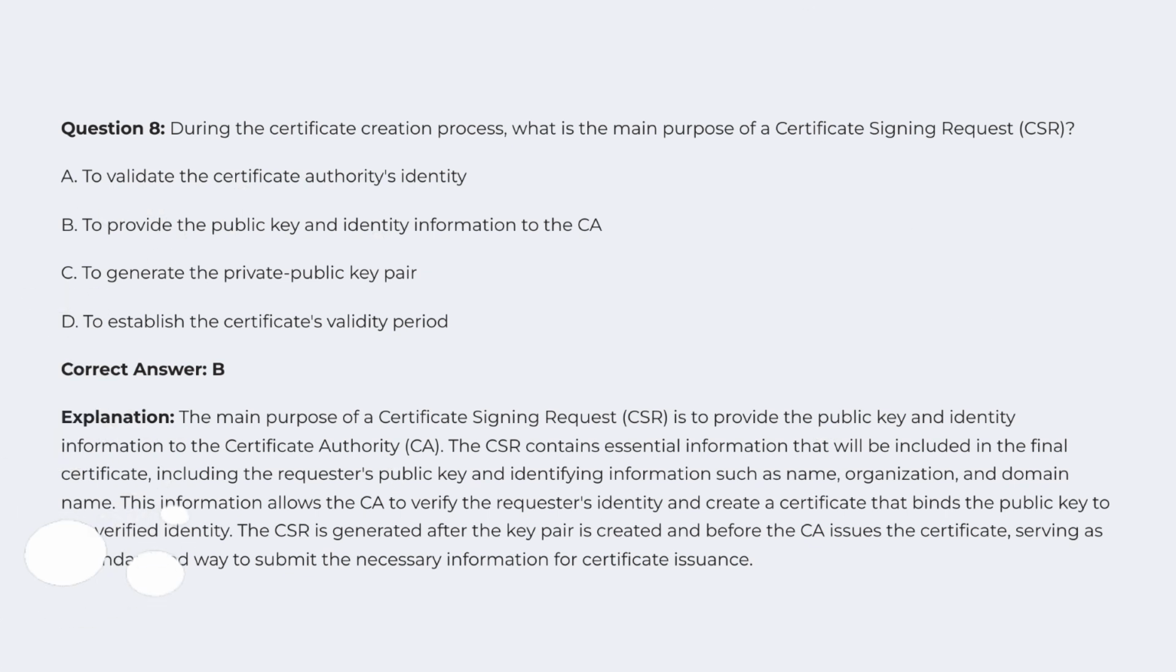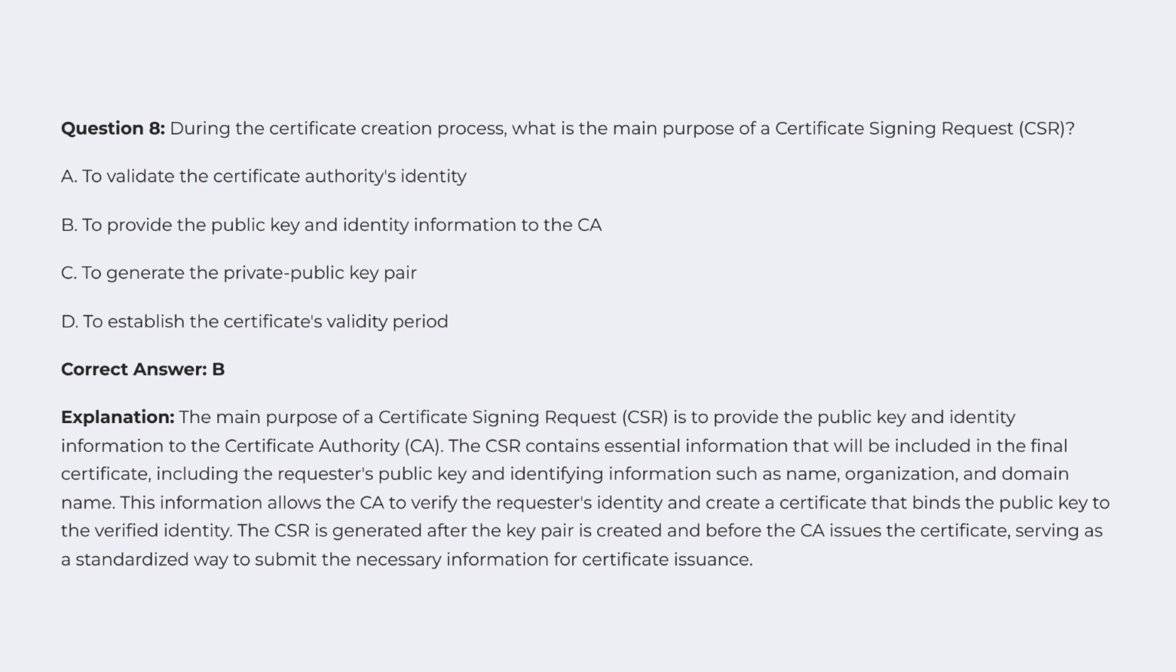Correct answer, B. Explanation. The main purpose of a certificate signing request, CSR, is to provide the public key and identity information to the certificate authority, CA. The CSR contains essential information that will be included in the final certificate, including the requester's public key and identifying information such as name, organization, and domain name.